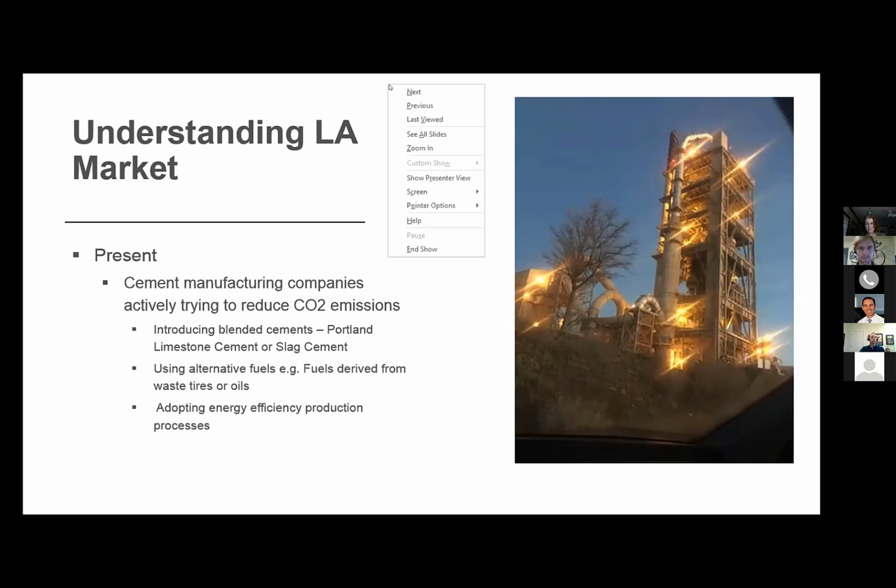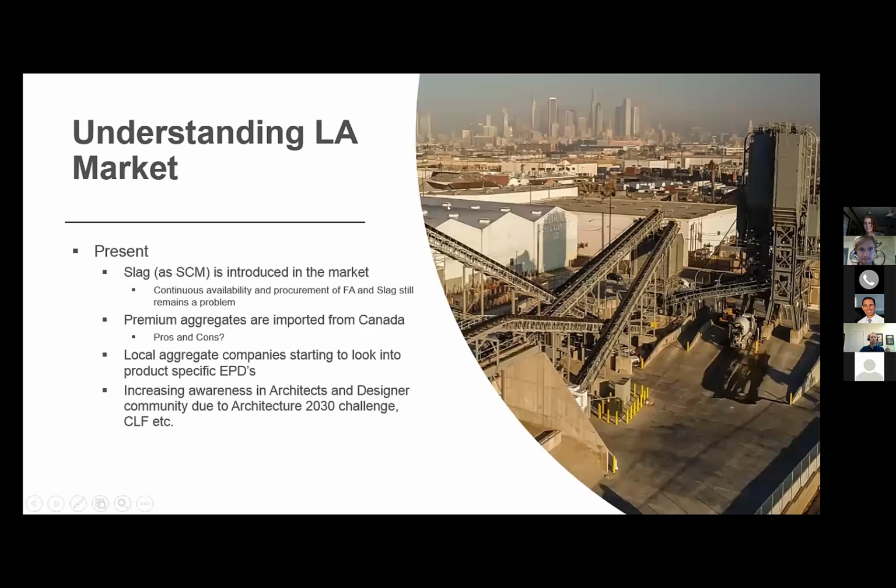Gosh, I wish I knew why my screen wasn't working. But presently here in Los Angeles, as I had mentioned, slag has been introduced into the market, which is good. 5 years ago, Orcus, Polaris, Eagle Rock started importing, and we're finding many benefits to that.